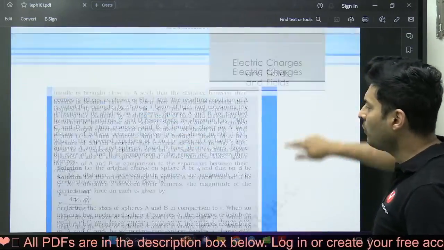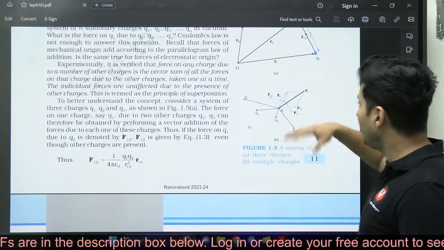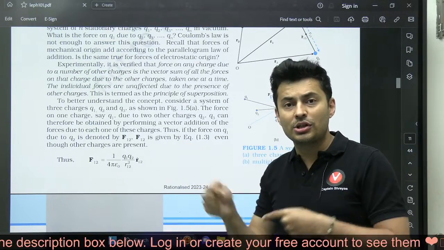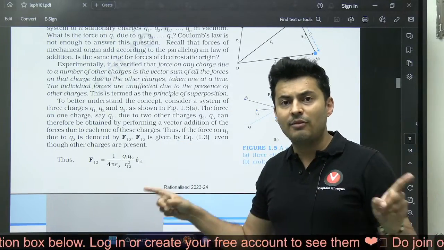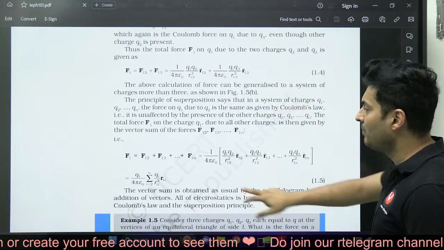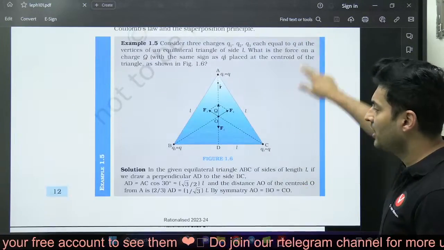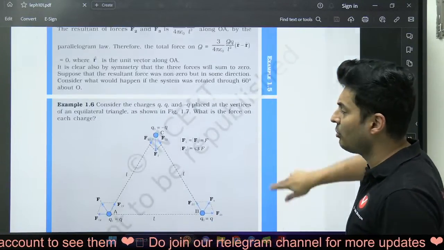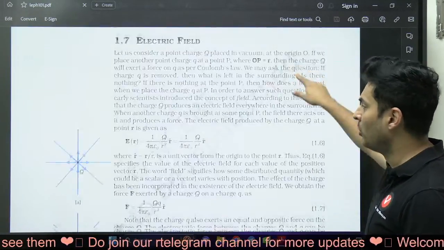Moving ahead to the next. Whenever there are multiple charges, what you do is take the force due to each of the charges and add them vectorially to find the net resultant force. That is the principle of superposition, right? You can have problems on triangle, square, hexagon, so much more.